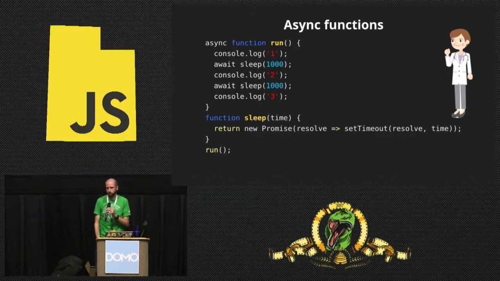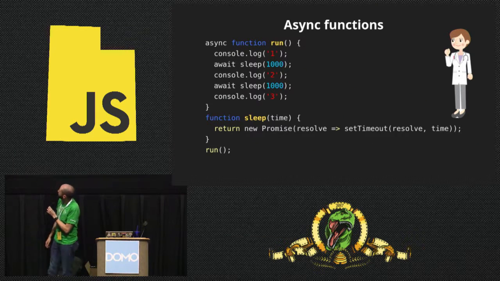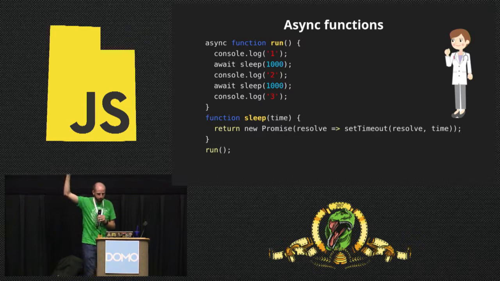So what about async functions with error handling? Async functions are kind of like a fancy way of doing asynchronous code as if it was synchronous. In this example, I have this sleep function. There's nothing special about this sleep function other than it just returns a promise that's going to resolve after a set amount of time. But when we go inside the run function, that is special. It has the async keyword. It also has these await keywords throughout it.